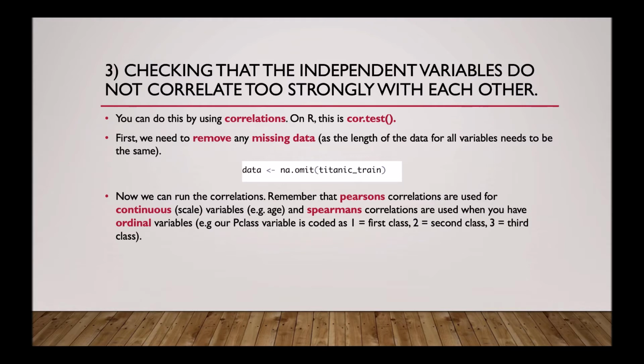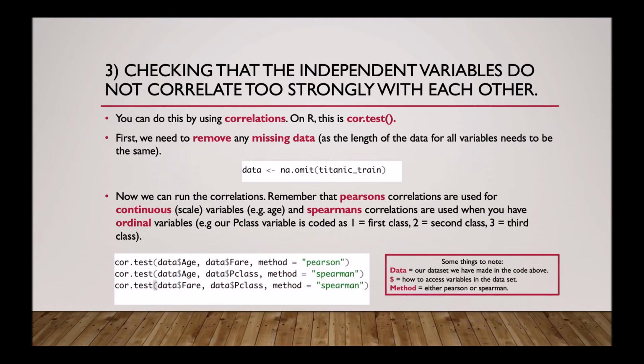Remember that Pearson's correlations are used for continuous variables, so for example age, and Spearman's correlations are used when you have ordinal variables. So for example, our class variable is coded as 1 equals first class, 2 equals second class, and 3 equals third class. And you can do the correlations on R using the following code. Some things to note about this code is that data is the new data set we created using the code above, which has removed all our missing values. The $ sign accesses all the variables in the data set, and the method is what type of correlation you want to use. So here we have correlated all our variables with each other.